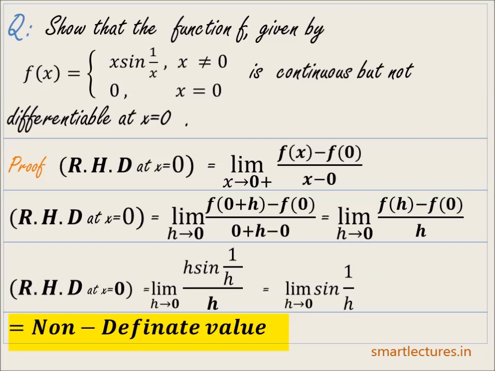That means its left hand derivative as well as the right hand derivative at the point x equal to 0 doesn't exist. So the given function f of x is not differentiable at x equal to 0. So we have proved that although the given function f of x is continuous at x equal to 0, it is not differentiable at x equal to 0.